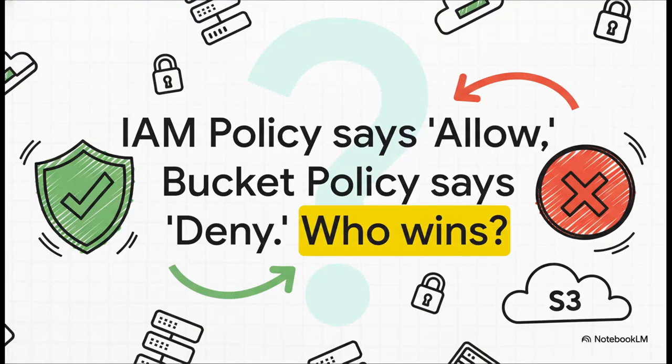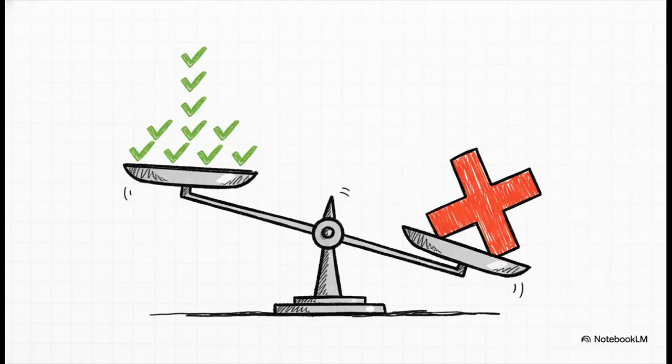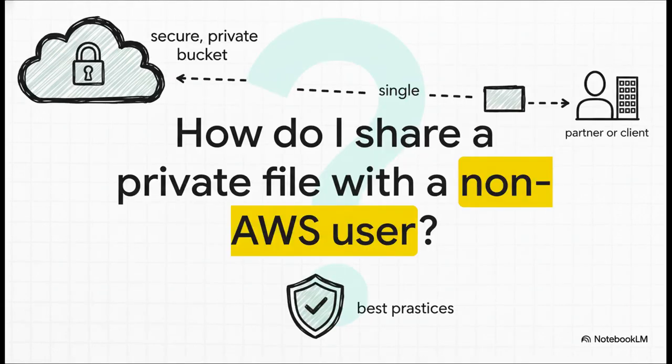Okay, this is it. This is probably the single most important rule in all of AWS permissions. You've got these conflicting signals. One policy says, yes, you can come in, and the other one says, no way. So what happens? I want you to remember this. Burn it into your brain. It doesn't matter how many allow statements you have. If there is a single explicit deny anywhere in that chain, IAM policy, bucket policy, doesn't matter, the request is denied. End of story. Deny always wins.